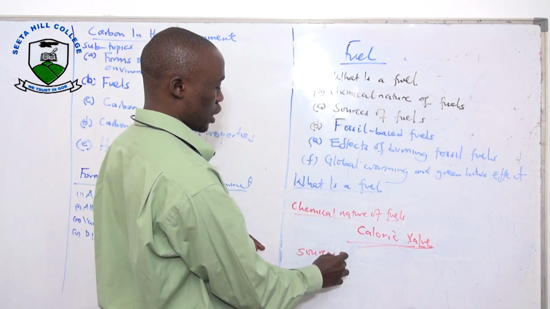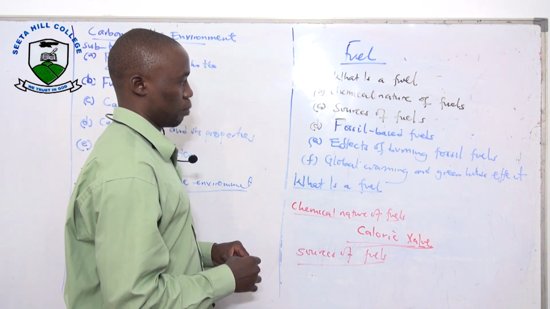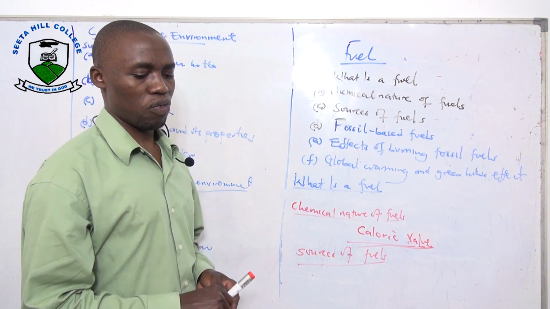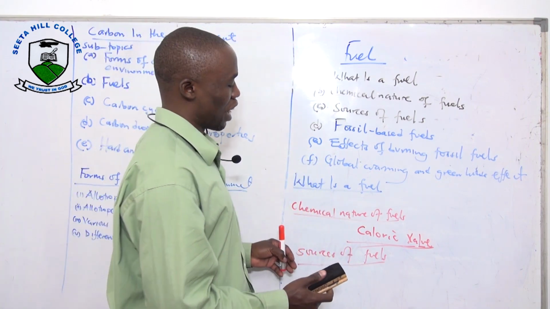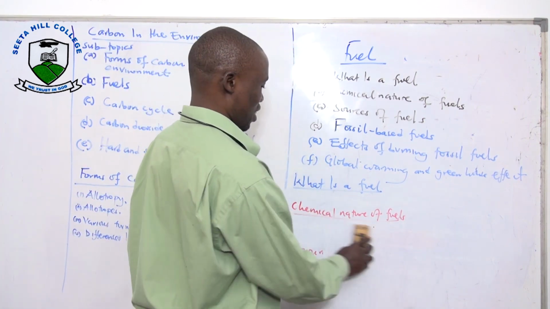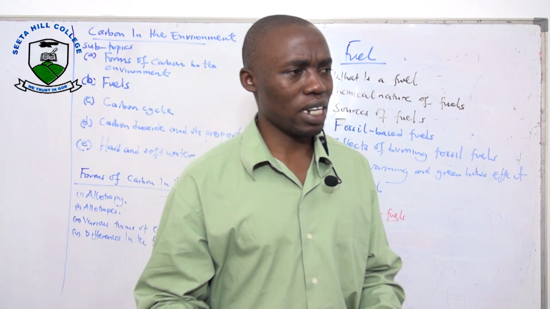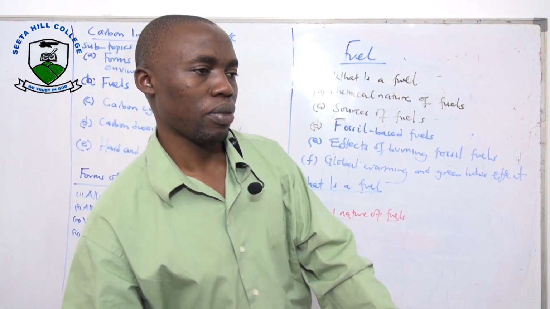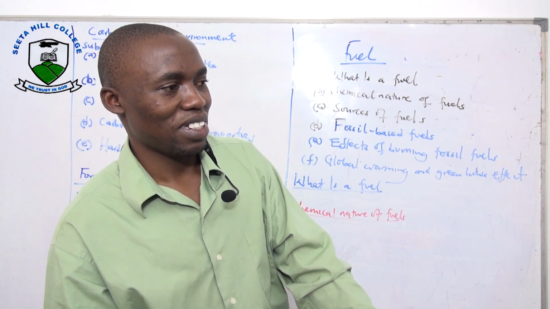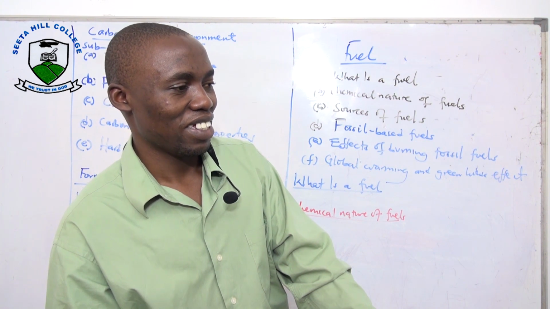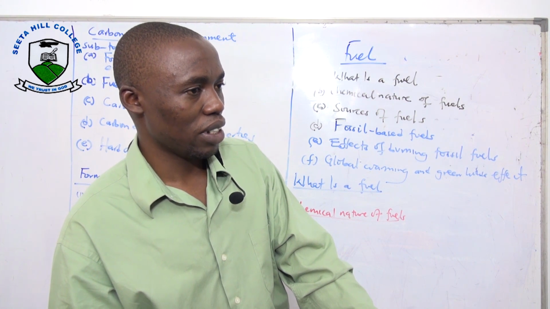Let us see sources of fuels. Now wait. Before you see sources of fuel, there is something here. You told me that most fuels is carbon. How can we show that most fuels that are burnt is carbon? Because when they are burnt, soot is formed. Yeah. Soot is formed.